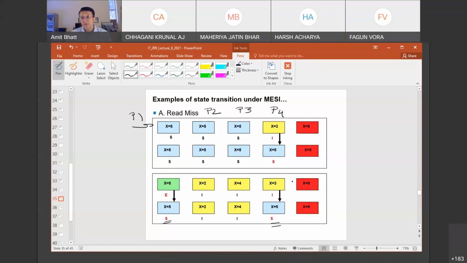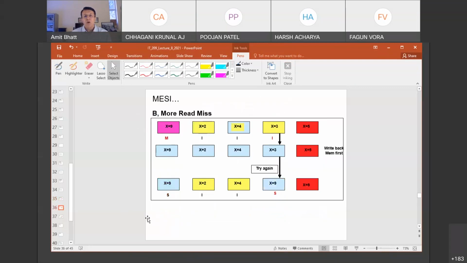Can you explain again for modify? Okay, I will come to this modified example. It is coming next. Let me go through the whole example and then I will go through it once again. Okay, this is the example of modified.